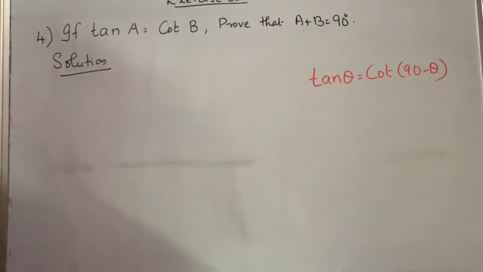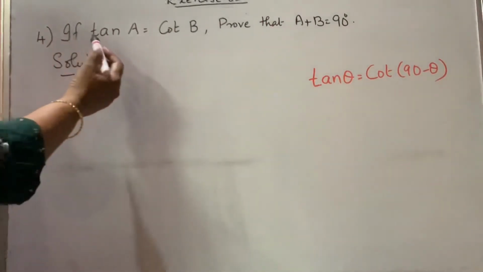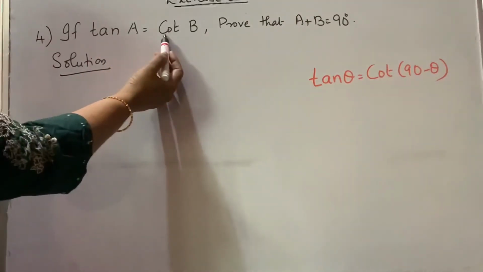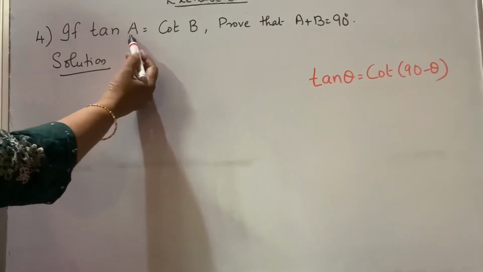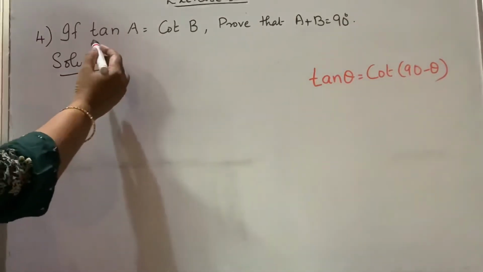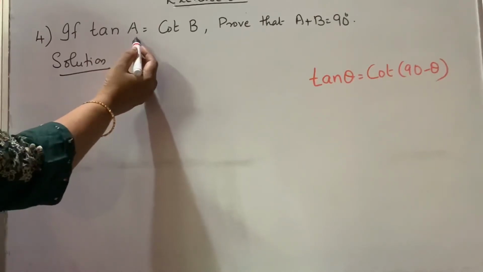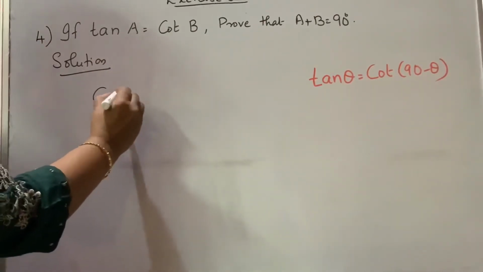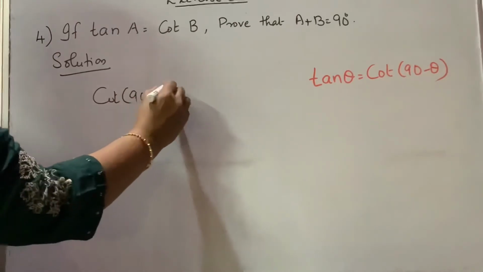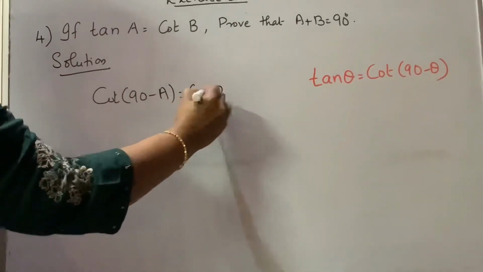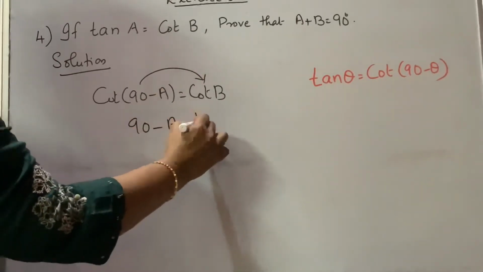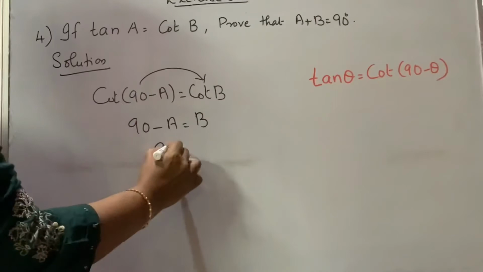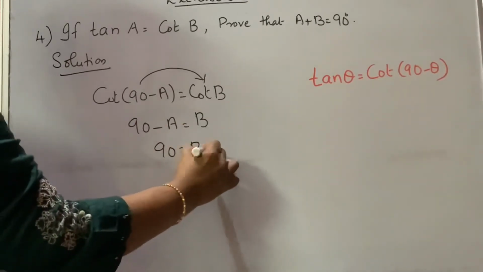Question number 4. Tan a is equal to cot b. Prove that a plus b is equal to 90. ഇവിടെ നോക്കുക, ഒരെണ്ണം ടാൻ എന്ന റേഷ്യോ ആണ്, മറ്റേത് കോട്ടാണ്. രണ്ടിനും ഒരേ റേഷ്യോയിലേക്ക് ആക്കുക. അപ്പോൾ ടാൻ തീറ്റ നമ്മൾ എങ്ങനെയാണ് കോട്ടിലേക്ക് ആക്കുക? ടാൻ തീറ്റ ഇസ് ഇക്വൽ ടു കോട്ട് ഓഫ് 90 മൈനസ് തീറ്റ. So instead of this tan a you can write cot of 90 minus a, cot b. This means 90 minus a is equal to b. That is 90 is equal to b plus a.